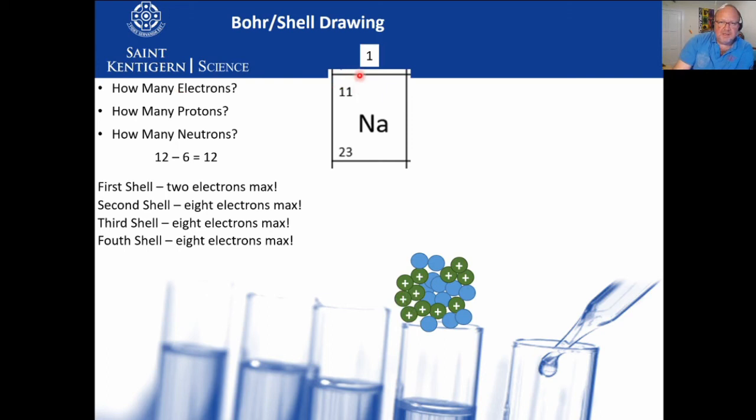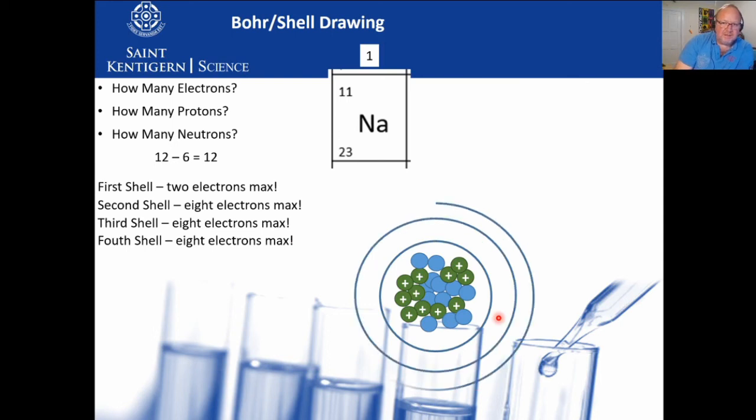And we said it's in group 1. That means it's going to be 1 in the outer valence shell. But our first shell can only take 2, can't it? Our second shell can take 8, and our third shell can take another 8. So, how many in the first shell? 2, because it can only take 2. Now, the next one is 8, because 2 plus 8 gives us 10. It's 1 less than 11.